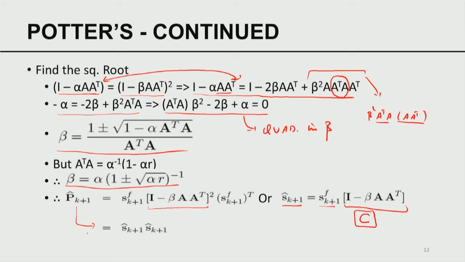Therefore, S k plus 1 hat is the analysis covariance square root, with P k plus 1 equal to S k plus 1 hat times S k plus 1 hat transpose. So we now have a very simple factorization scheme when there is only one scalar observation. I do not have to take a matrix square root. A matrix square root is more expensive than scalar valued square root operations. So that is the advantage of considering m equal to 1.